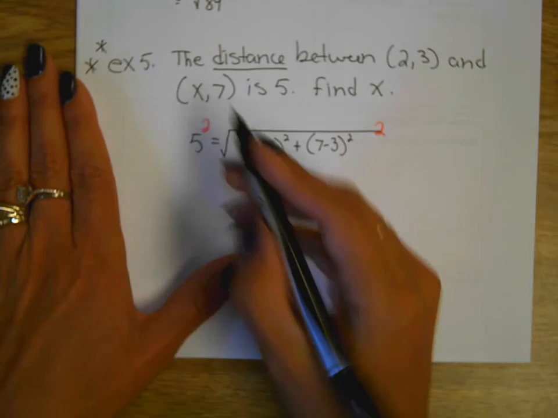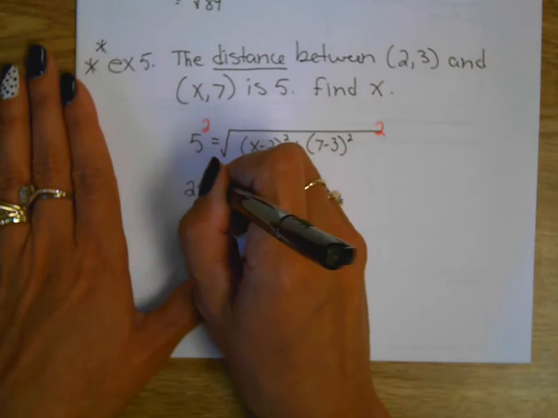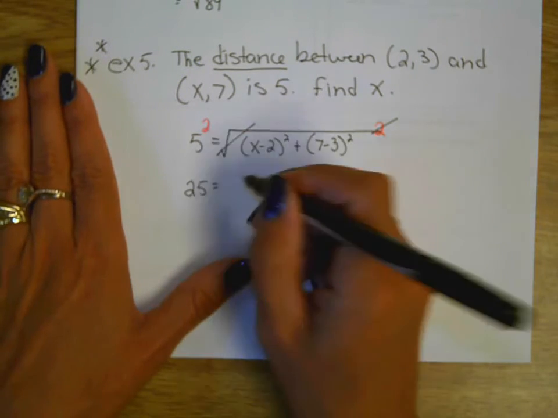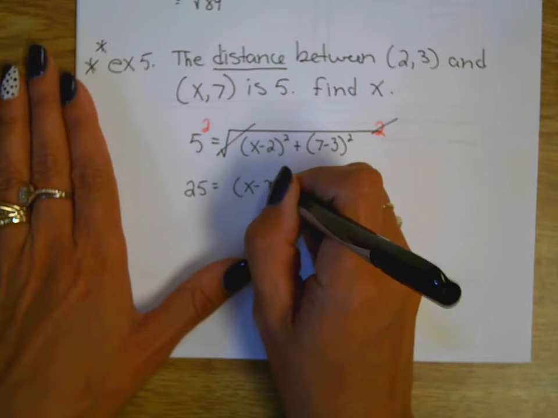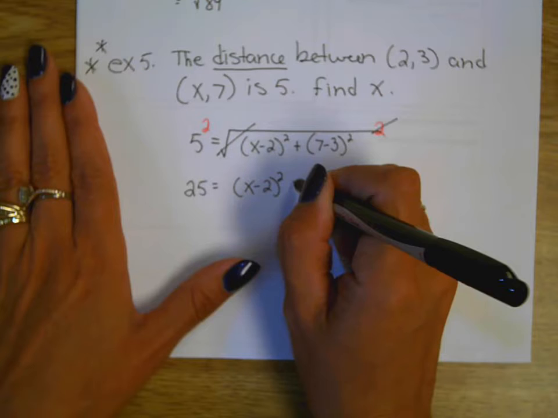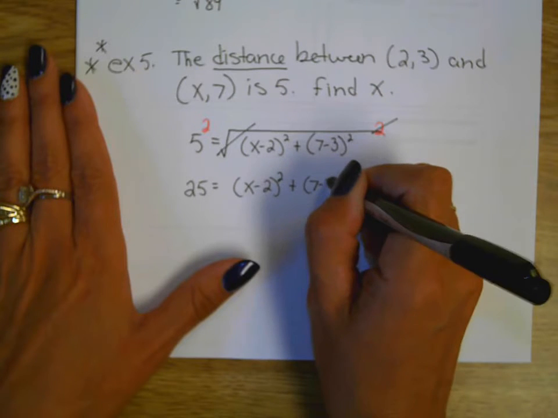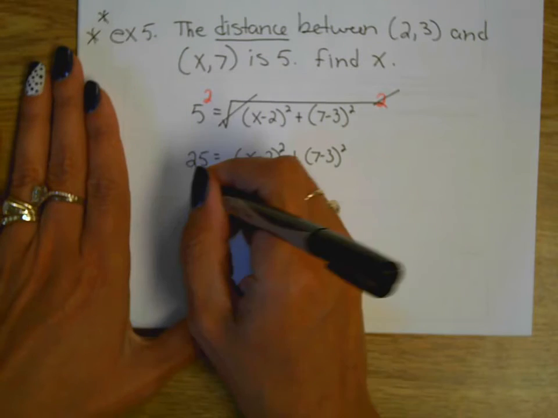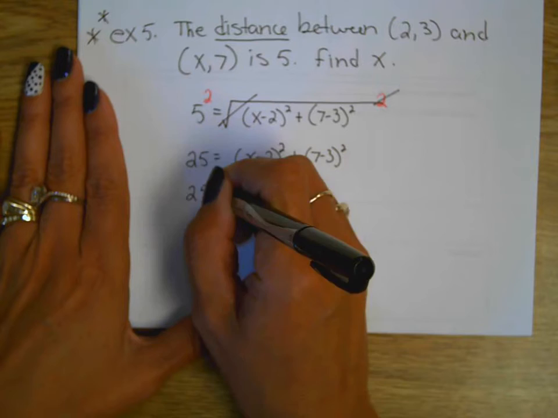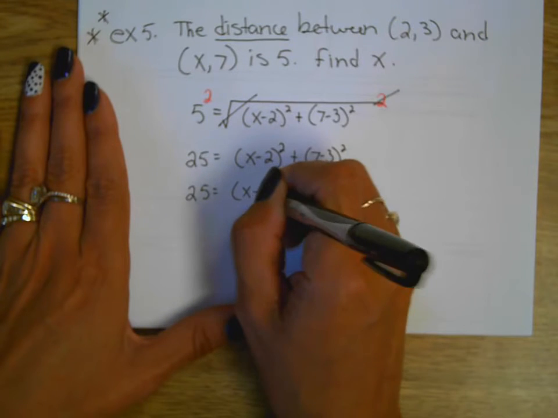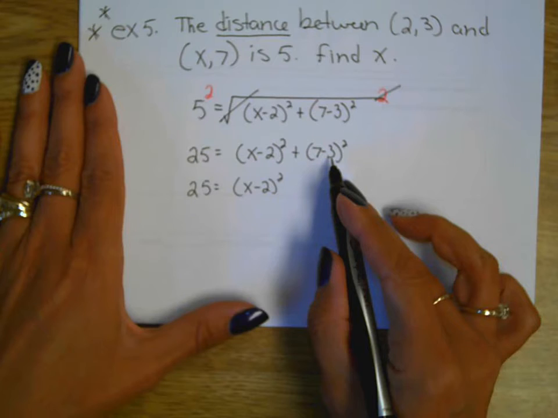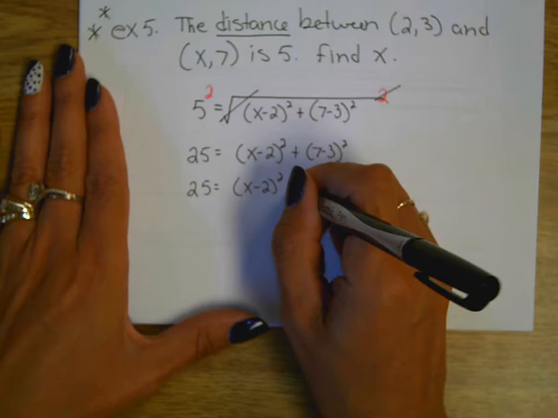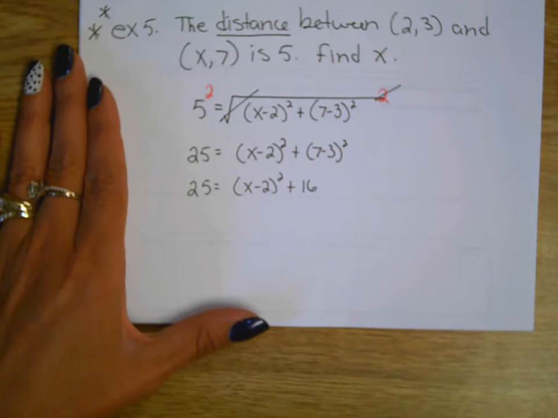That's amazing. So we've got 25. Over here, those cancel, and everything else is still here. So I've got the parenthesis, x minus 2 squared, plus 7 minus 3 squared. Oh, would that have been legal for me to work that out? Yeah, I can, let's do that. I'm going to leave everything else the same. I could have saved a step there. So 7 minus 3 is 4. 4 squared is 16, so I got a plus 16. Now what?